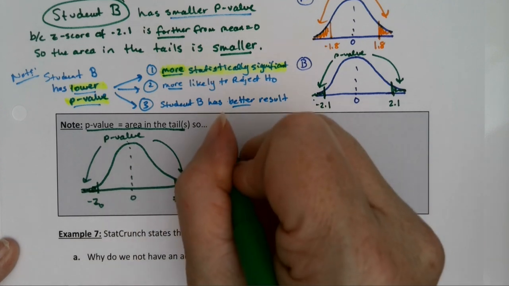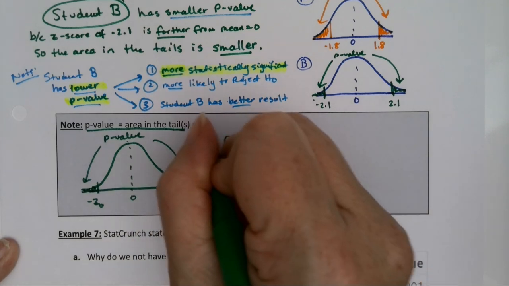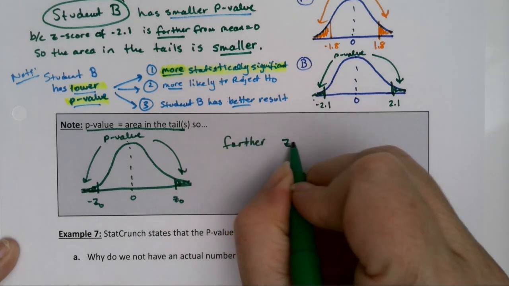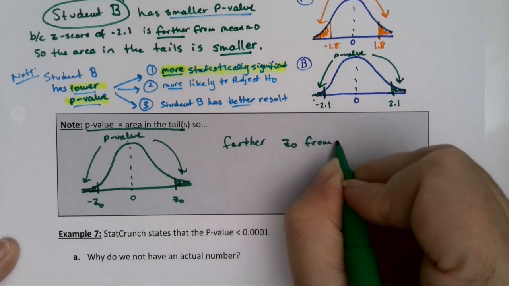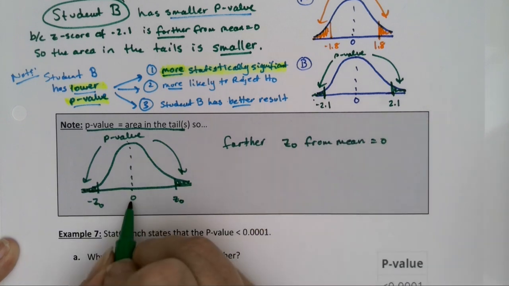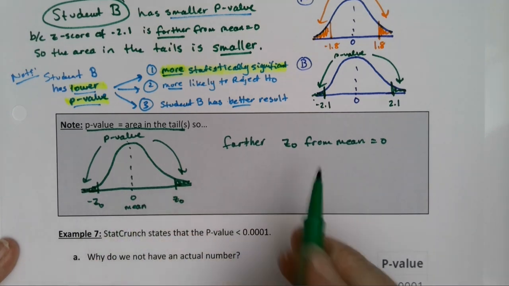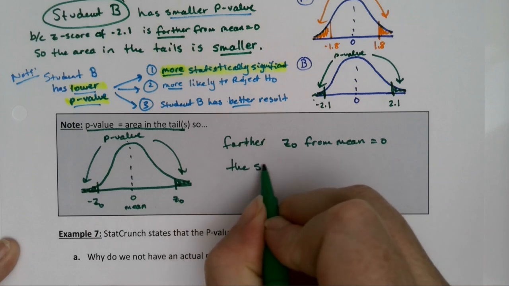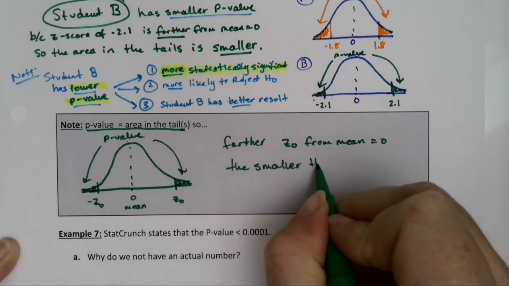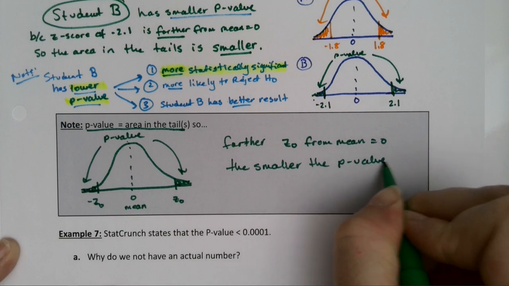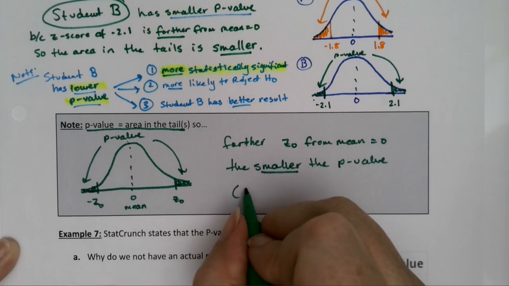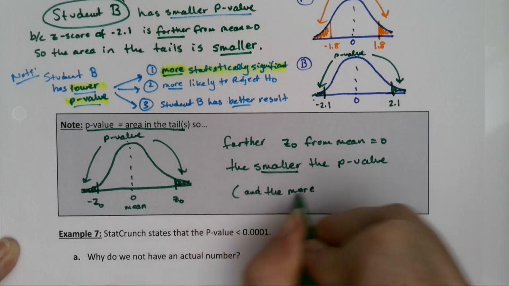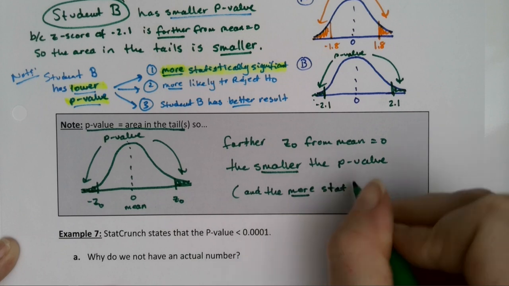So the farther the z0 is from the mean, which is 0, the mean is always 0, it's in the center. So the farther z0 is from the mean, which is 0, the smaller the p-value would be, and therefore the more significant the result. It's more statistically significant, I should say.